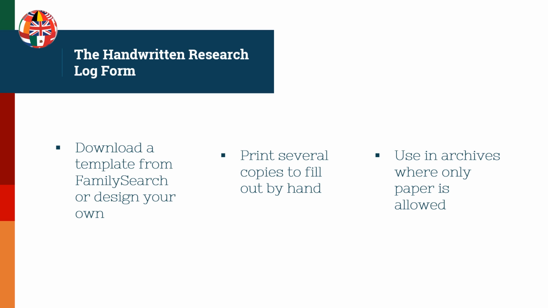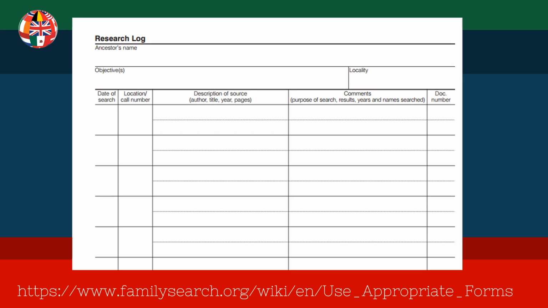Your handwritten research log could then be transferred to your electronic one, or you could simply file your research notes and have those available for use later. This is what a research log form looks like that can be found on FamilySearch.org on the Research Wiki. You'll notice it has several different items that you need to fill out, and we're going to go through each one of those in a little bit further detail later on.